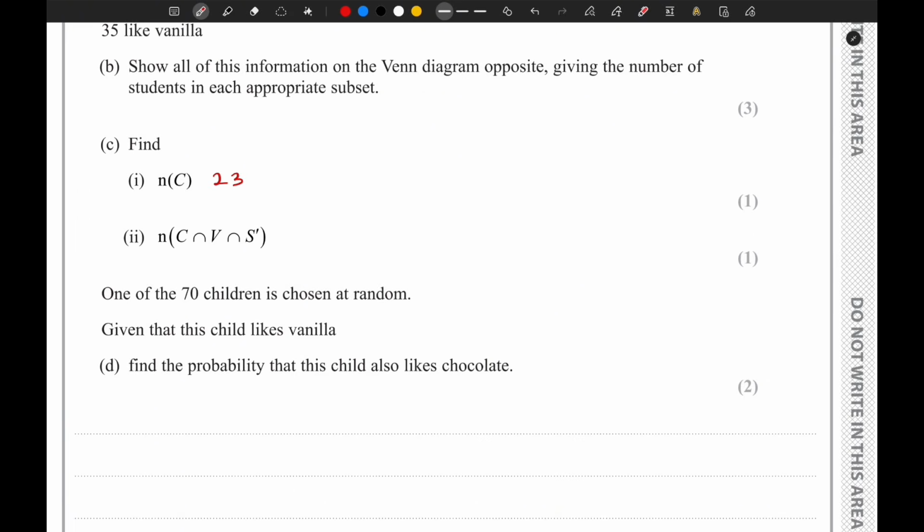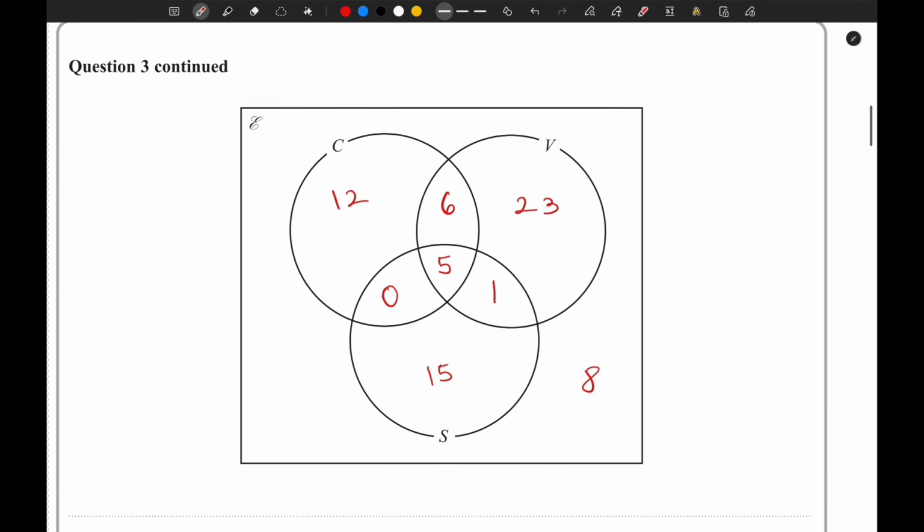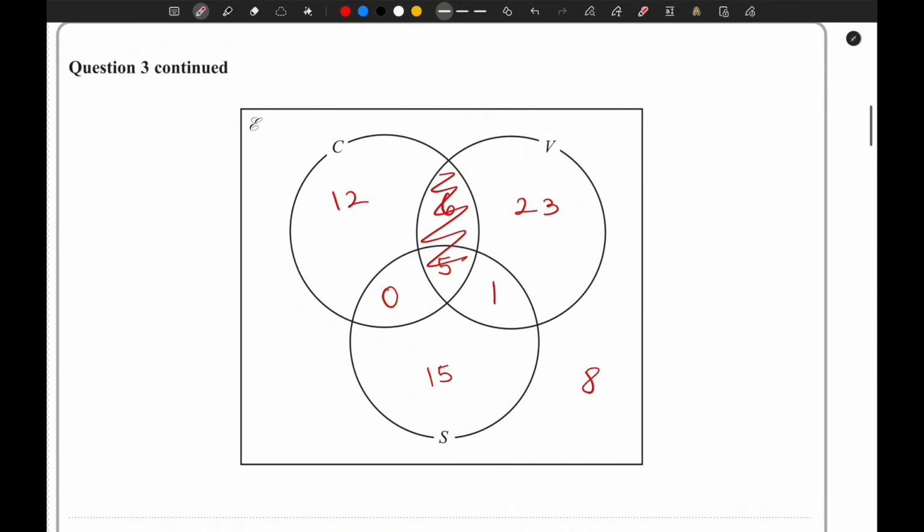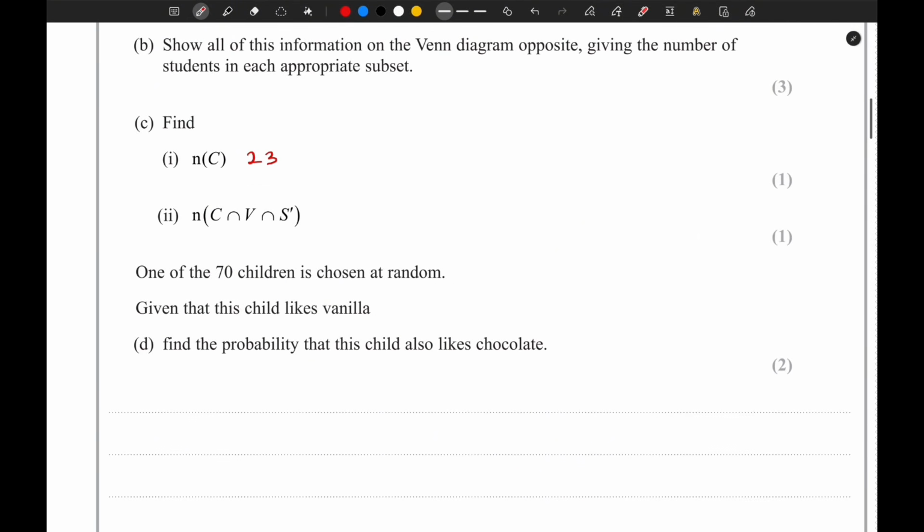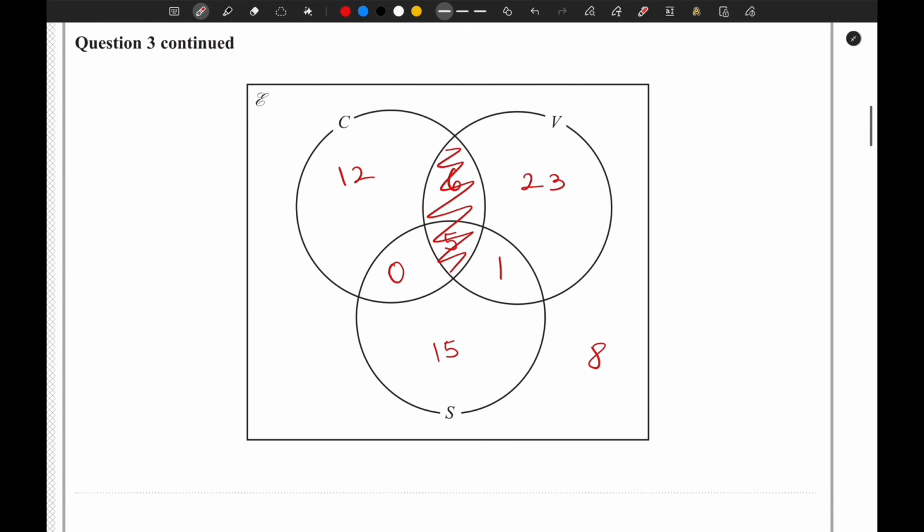Now we need to find the number of elements in set C intersection V intersection S prime. Let's first find out what region they're telling us to find. C intersection V is actually this region, intersection S prime. So they're talking about this region.